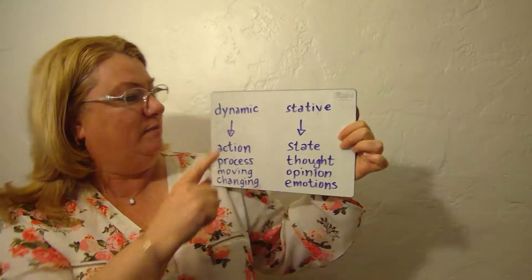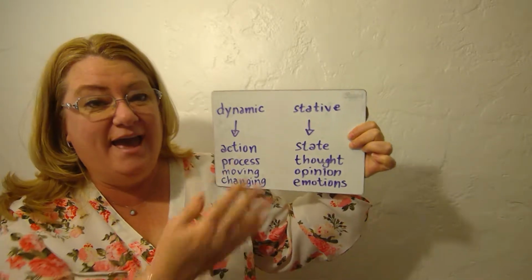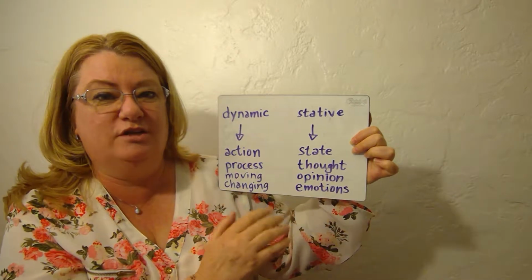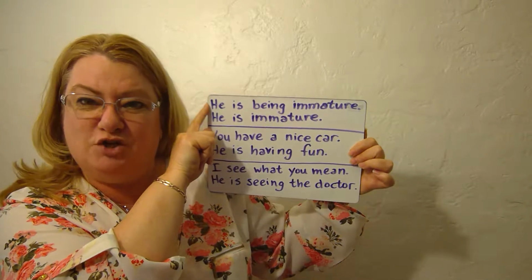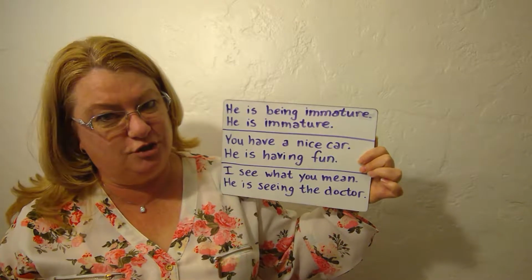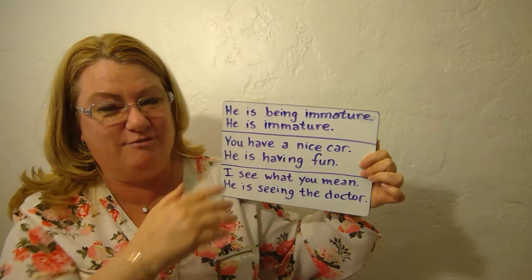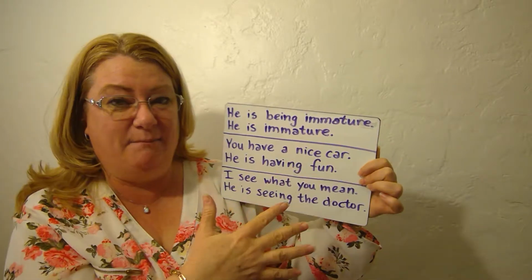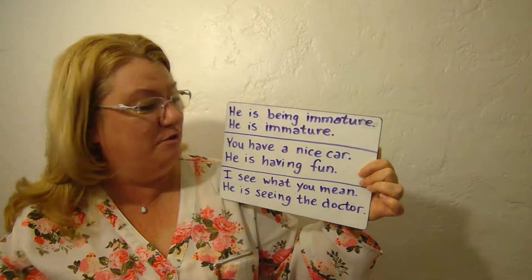In remembering, dynamic verbs are the action, the process, the moving, the changing, and the stative is stating a situation, the thought, the opinion, the emotions of the person. Here are some of our sample sentences. He is being immature. He is immature. Here's a dynamic and then a stative. So you've got the action happening up here, and then here's stating the emotion of the person.